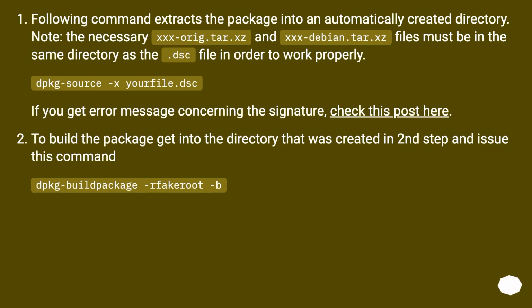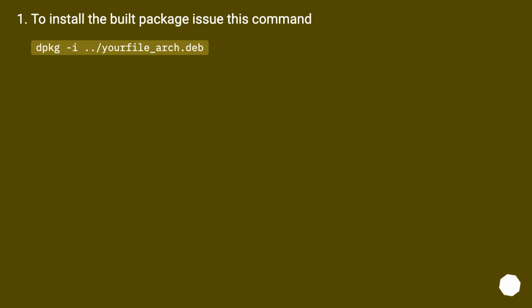To build the package, get into the directory that was created in the second step and issue this command: dpkg-buildpackage -rfakeroot. To install the built package, issue this command: dpkg -i yourfile_arch.deb.